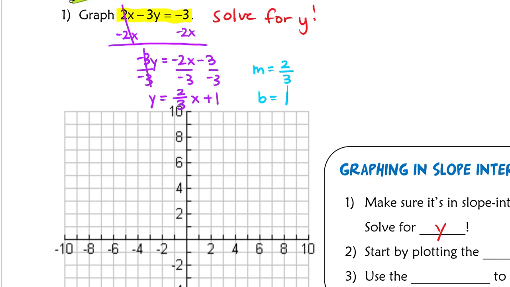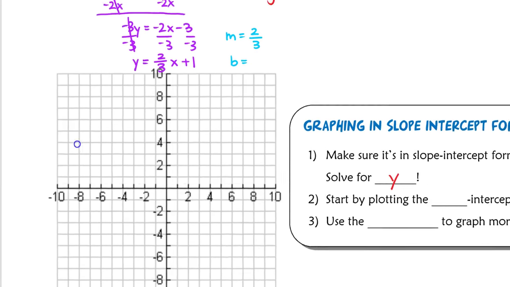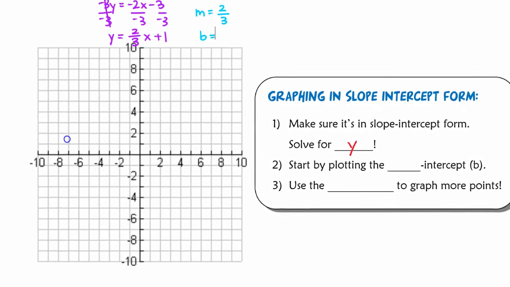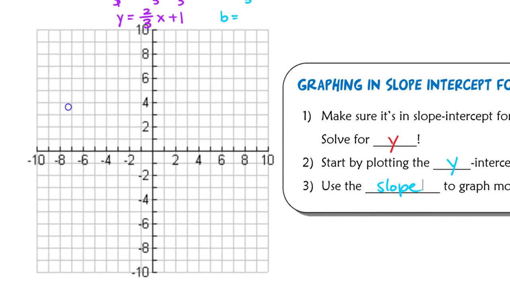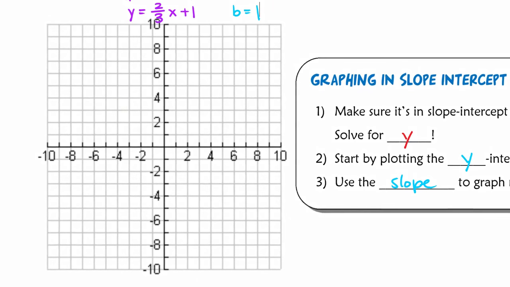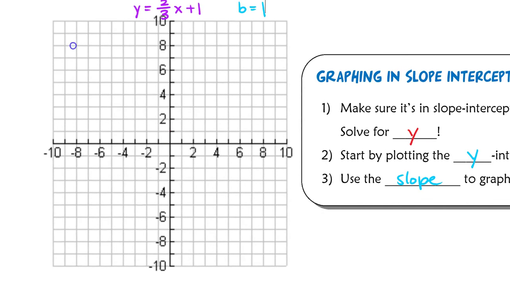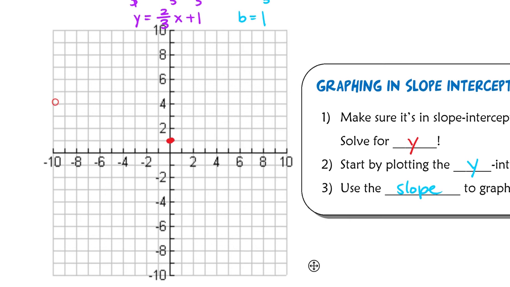Now that I know what my slope and my y-intercept are, we go ahead and we graph just like we normally have done in the past. We're going to start, oops, let me write the 1 back in there. We're going to start by plotting the y-intercept first, and then we use the slope to be able to graph more points. So let's go ahead and do that real quick. I don't know why the 1 keeps disappearing. There it is. Alright, so let's start with the y value of 1. So we're going to plot our first point right here. And then we're going to use our slope of 2/3.